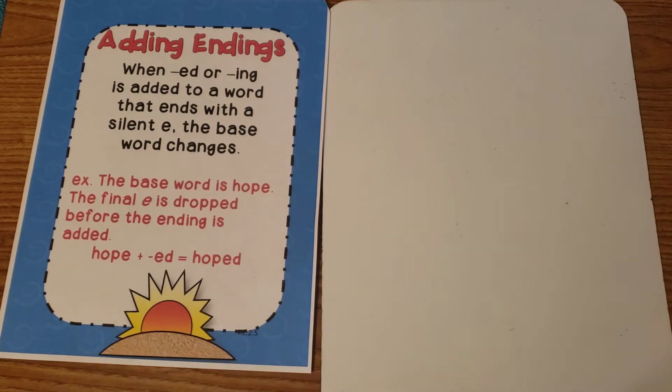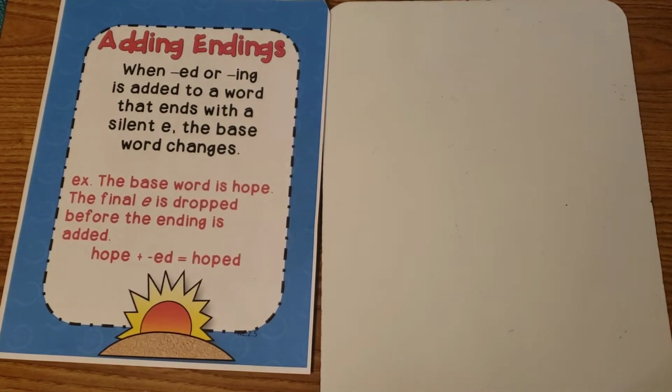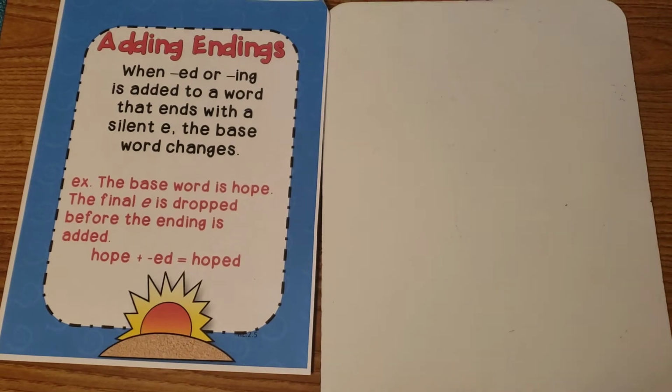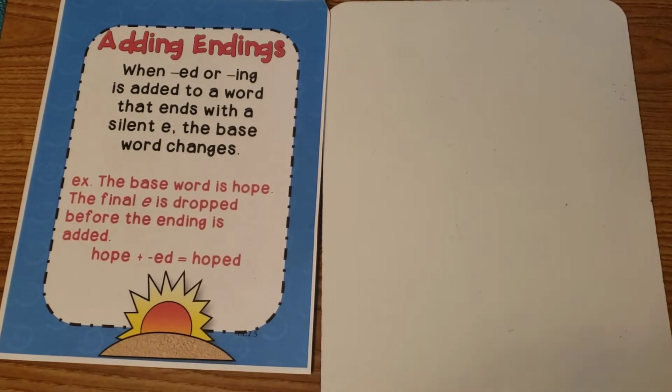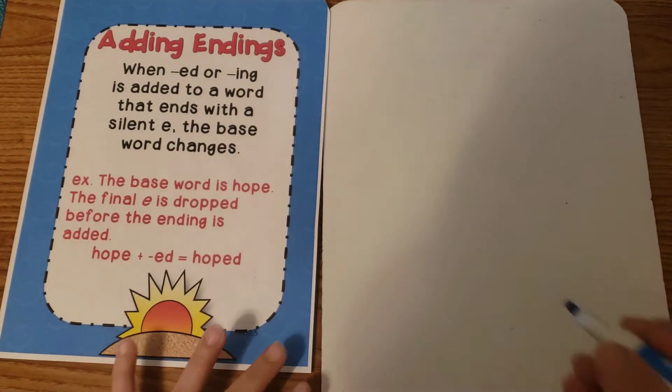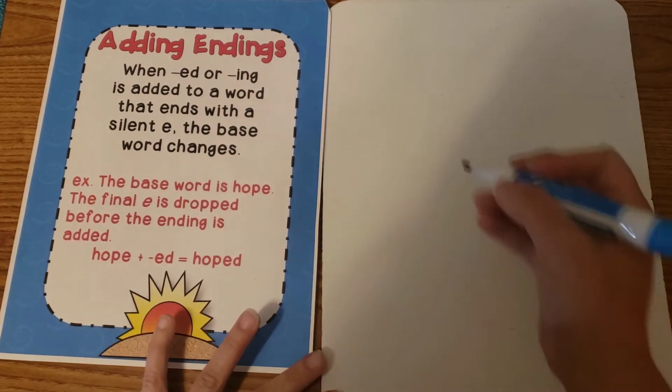This week we're going to focus on word endings with words that have magic E at the end. So when ED or ING is added to a word that ends with the magic E, the base word changes. Okay? So I want to show you some examples. We've got to think of a word, a magic E verb. And I have over here they use the word hope.